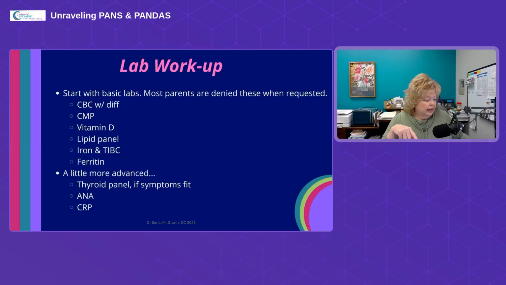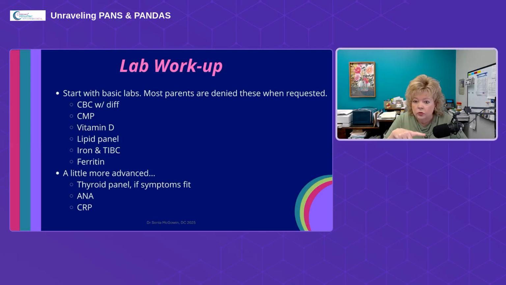We also look at iron and TIBC. That stands for total iron binding capacity. And we also look at ferritin, which is the storage form of iron. We see very commonly that these are kids who have iron deficiencies, and in some cases pretty severe. And so we really like to see ferritin about 80, and it's common for us to see kids with a ferritin of 9 or 5 or 12, right?